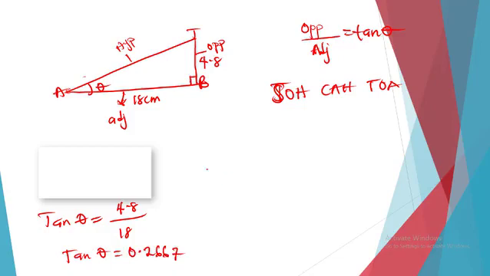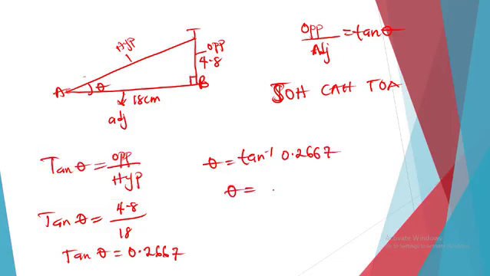0.2667. Then theta is equal to tan inverse of 0.2667. Theta will give us 14.93 degrees. Okay, and that's just the answer. As simple as that. Okay, let's take one more example.